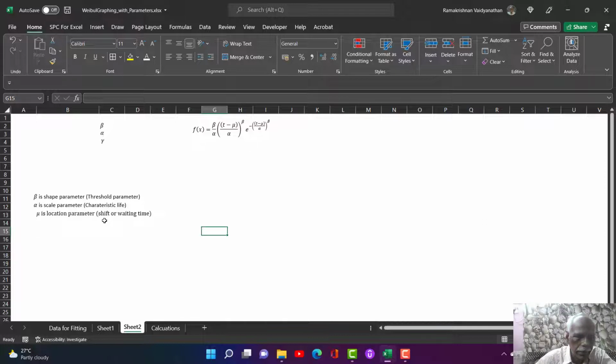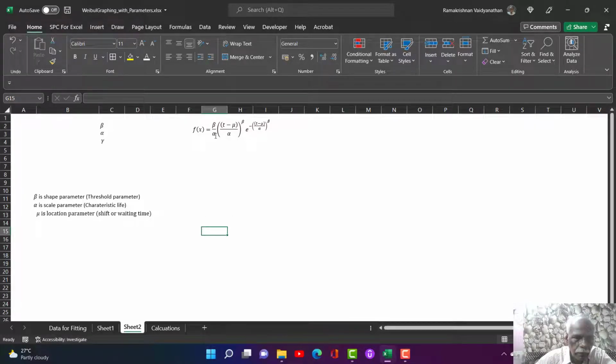Mu is the location parameter, that is called shift or waiting time in the queue. Normally it is waiting time in the queue for queuing problems, and a shift for any other normal distribution problems. So for continuous data, the mean will be shifted by this much value. We will see that when we see the graph.